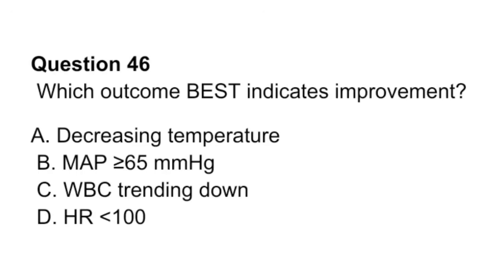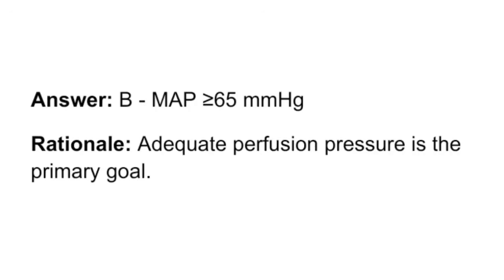Question 46. Which outcome best indicates improvement? A. Decreasing temperature. B. MAP greater than 65 millimeters mercury. C. WBC trending down. D. HR less than 100. Answer. B. MAP greater than 65 millimeters mercury. Rationale. Adequate perfusion pressure is the primary goal.